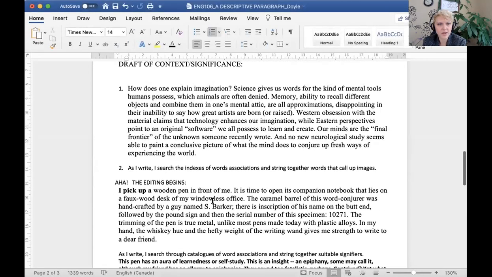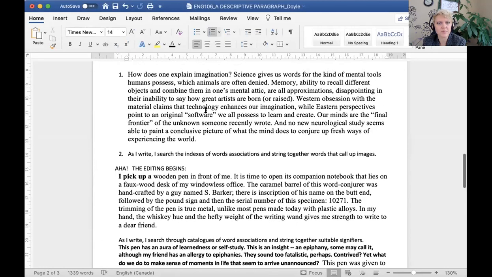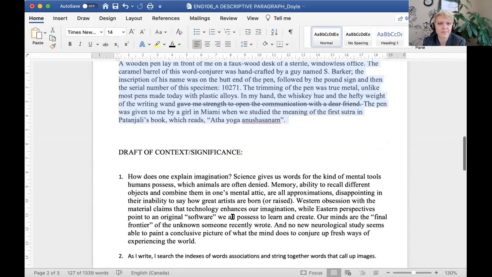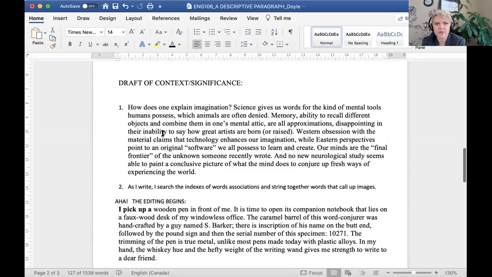So the passage that I offered as an example was about a pen, yes? If you recall, the first sentence was, a wooden pen lay in front of me on a faux wood desk of a sterile windowless office. Here's my draft of context or significance. And I'm writing in a way that's almost a conversation with myself.